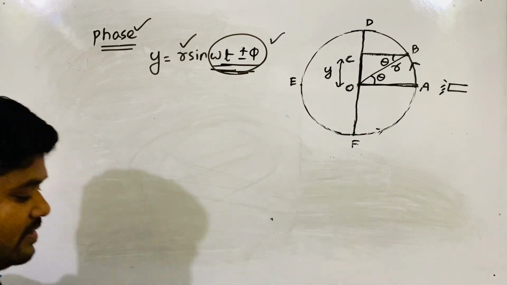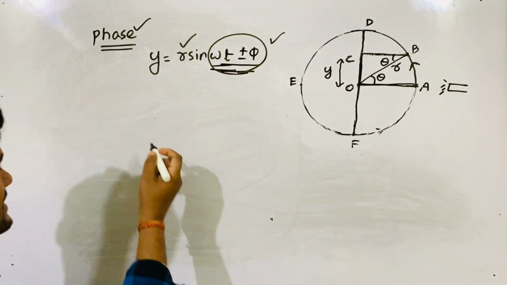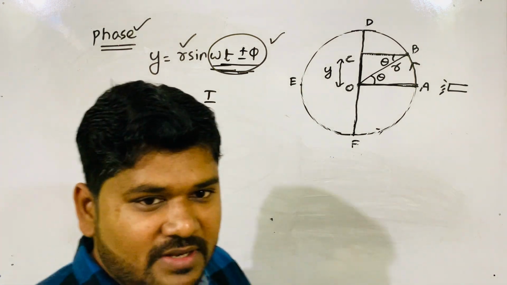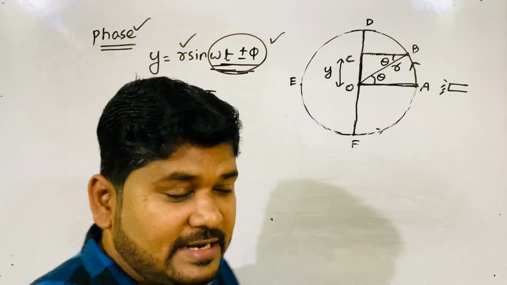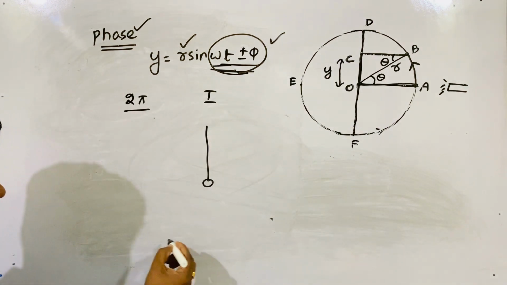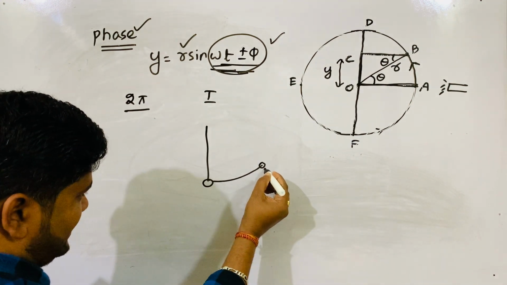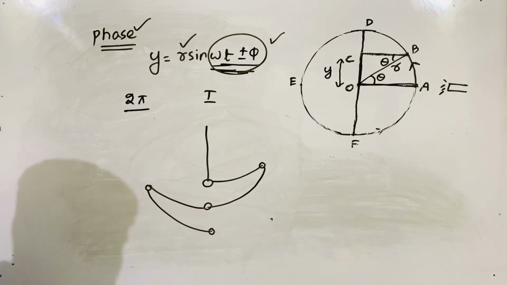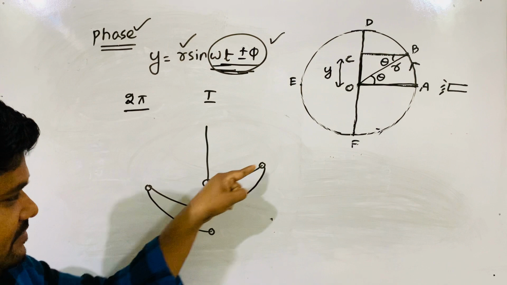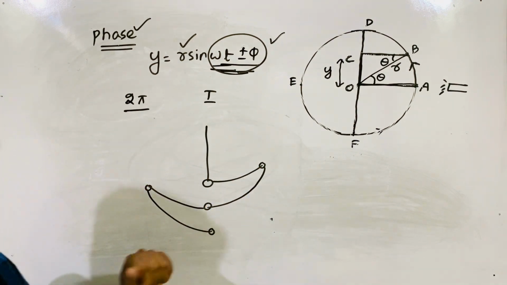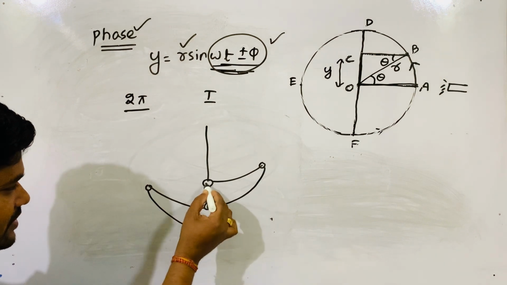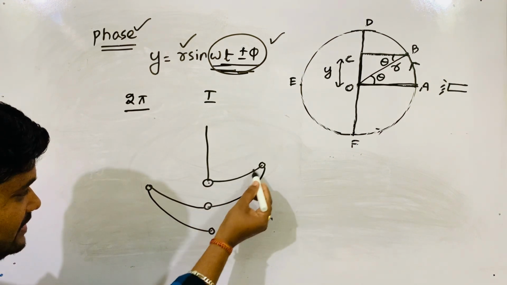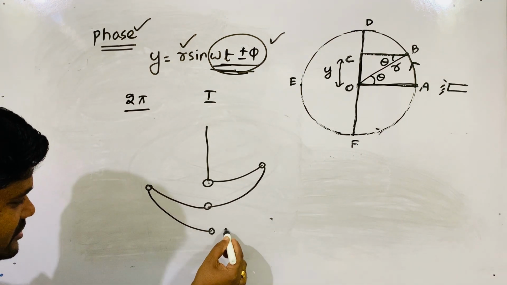So phase means we will measure it in terms of 2 pi, fraction of 2 pi, or in fraction of a time period. Suppose the body oscillates from here, goes to this position, again comes to this position, now comes to this position, again comes to this position. I am showing it like this, but it oscillates in one line only; I am showing it to show the different positions. What is the time period T, one complete oscillation? This is one complete oscillation, so this total time is T.